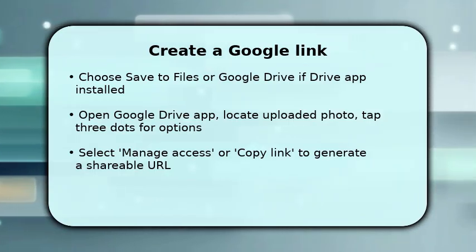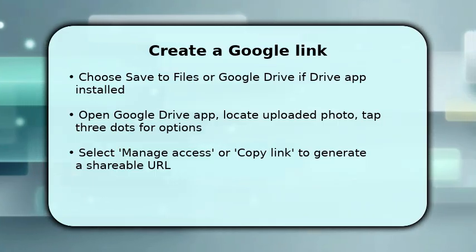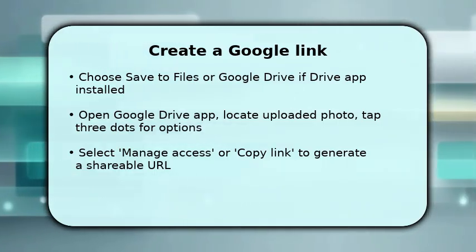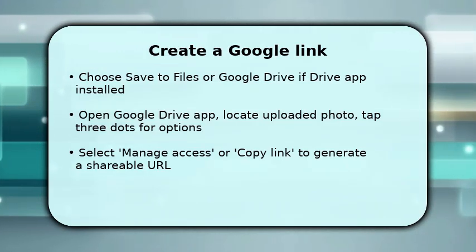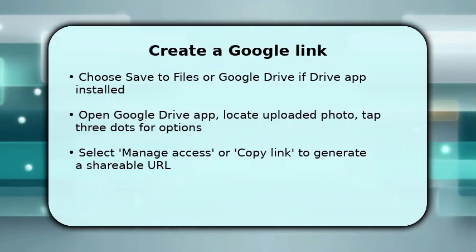Once the photo is in Drive, open the Drive app, find the file, tap the three-dot menu, and choose Get Link or Manage Access. Make sure link permissions are set to anyone with the link or specific people as needed. This creates a Google link you can paste wherever required.